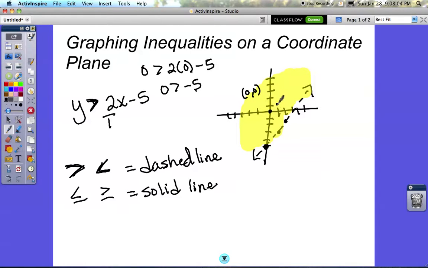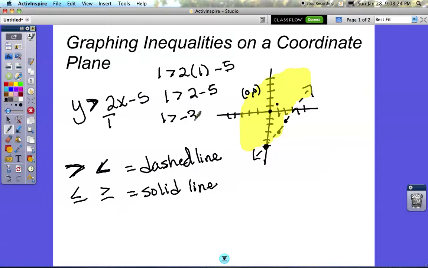Let's try 1, 1. Does that look like it's in the shaded region? Okay. So my y is 1. My x is 1. 1 is greater than 2 minus 5. What's 2 minus 5? Is 1 greater than negative 3? Yes.